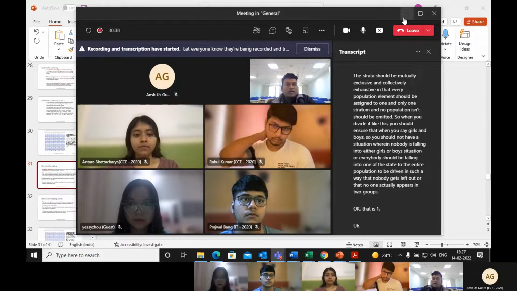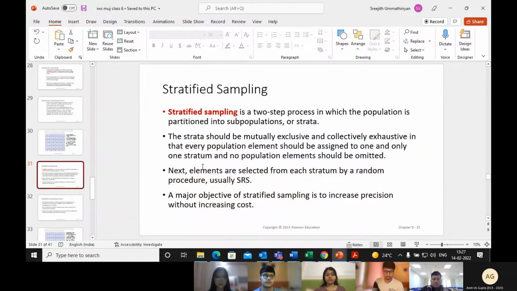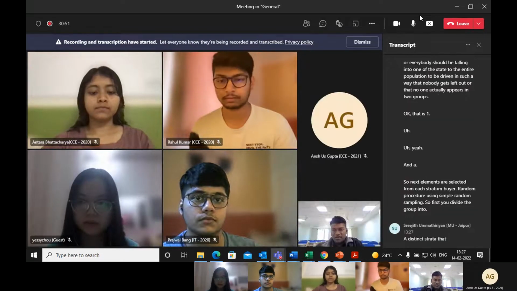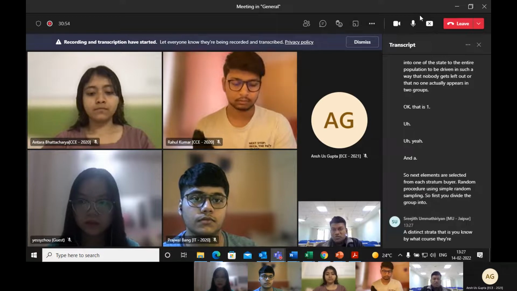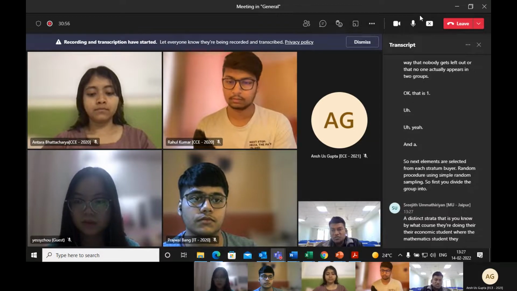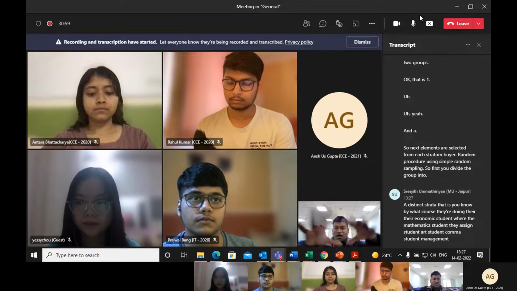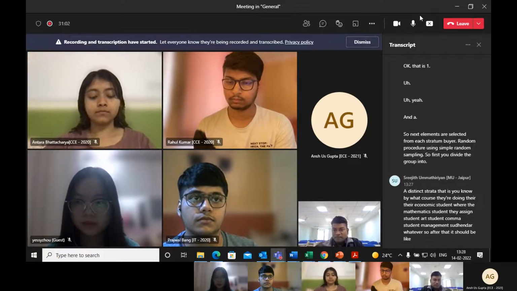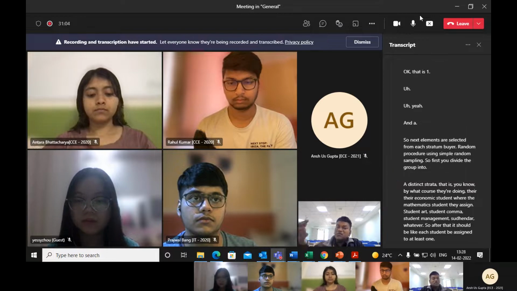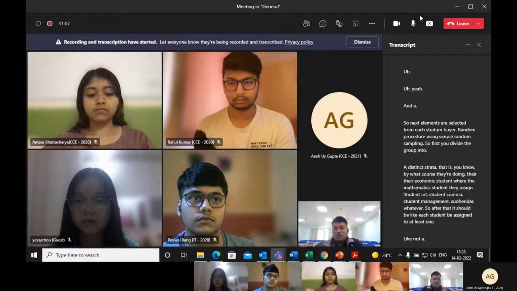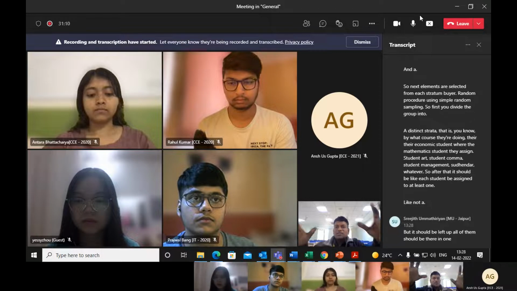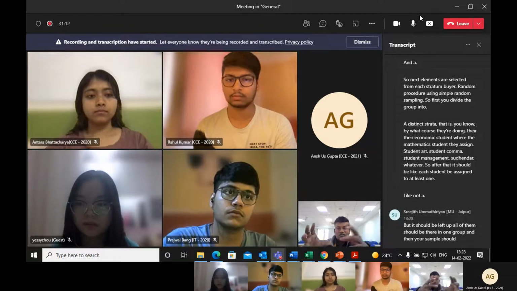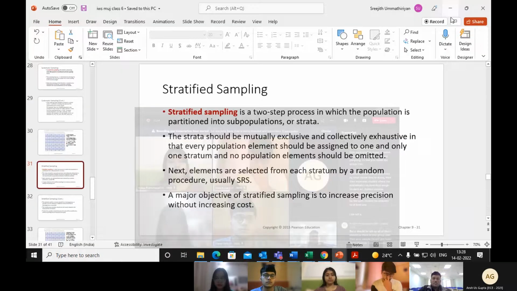Next, elements are selected from each stratum by a random procedure using simple random sampling. So first you divide the group into distinct strata, that is, by what course they are doing: economics students, mathematics students, science students, arts students, commerce students, management students, whatever. After that, each student should be assigned to at least one group. Nobody should be left out. All of them should be in one group, and then your sample should also have these small divisions subsequently.